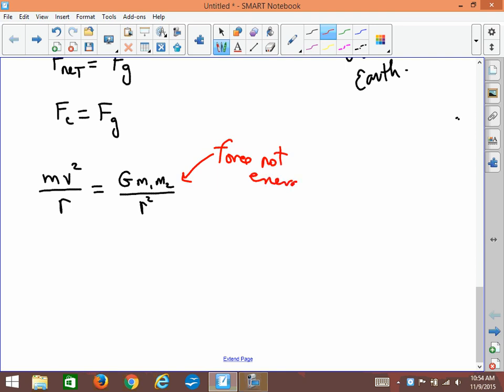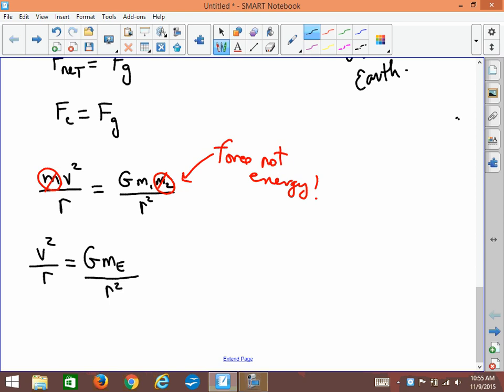Remember how I said it's easy to confuse those two equations? We're using the force one here. But if we look at it, we can see that the mass of the object that's orbiting around is the same as one of these masses, so that cancels out. And we're left with v squared over r equals GM, and the mass left is the mass of Earth now, over r squared. Right?